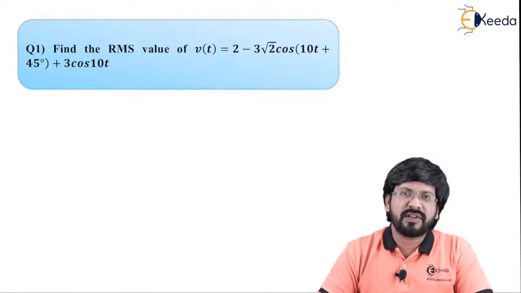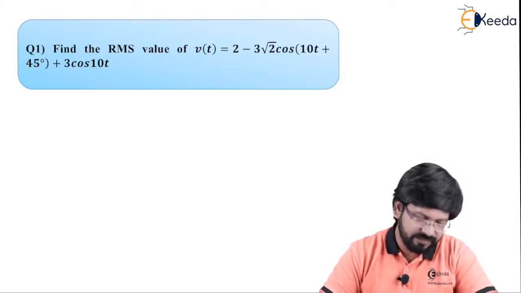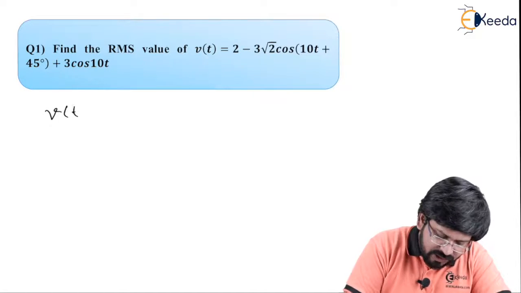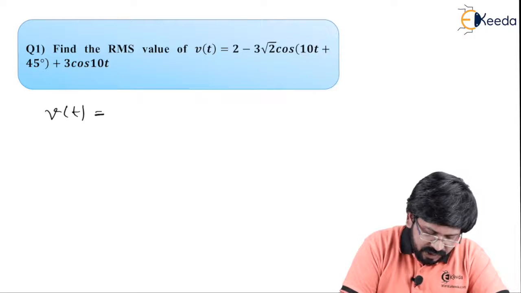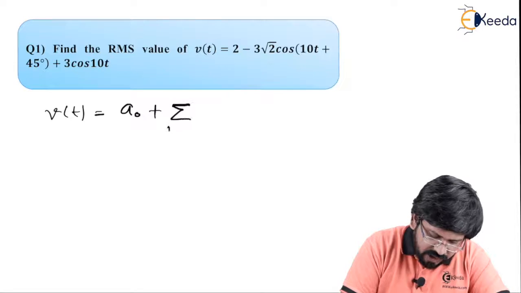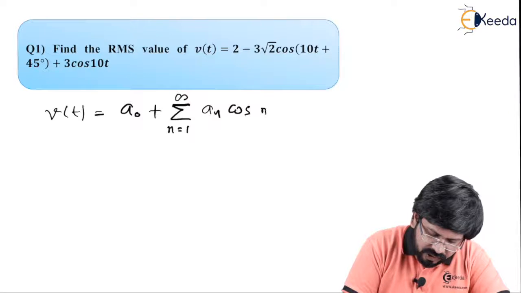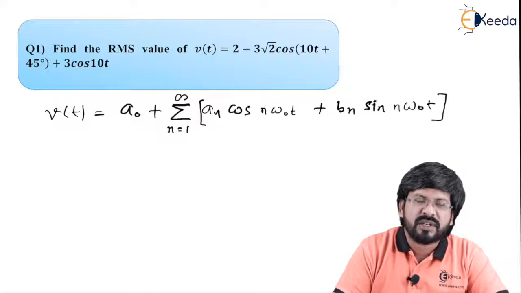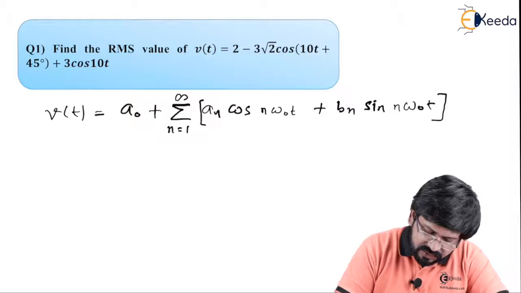In case signal is given in trigonometric form and if they are asking you what is RMS value, then we have a standard form to be followed. For example, I can express V of t in general as V of t equal to A naught plus summation n equal to 1 to infinity an cos n omega naught t plus bn sine of n omega naught t. I'm sure you must have recognized this is what we called as a Fourier series.